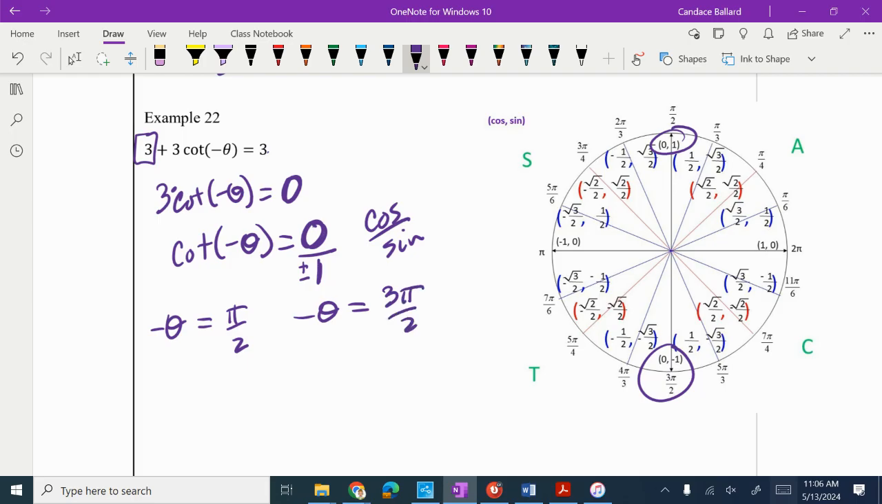All right, and then what do I need to do with this negative that's in front? Divide, multiply. It really doesn't matter with a negative, right? So we're going to do theta equals negative pi over 2 and theta equals negative 3 pi over 2. Okay? Hopefully not too bad. It was one extra little step, right? Not a big deal. Okay?